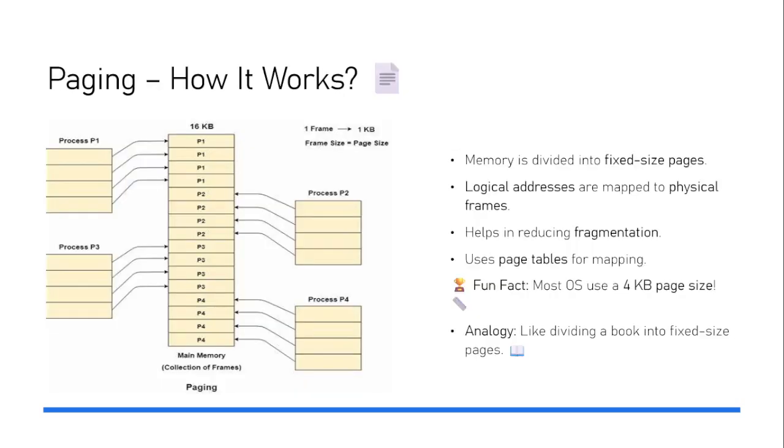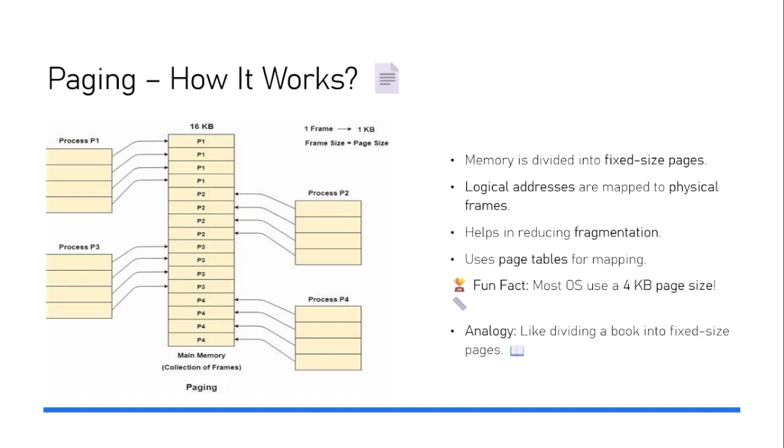Now I'll talk about paging. Paging is a technique that divides memory into fixed size pages to manage and allocate memory efficiently. These pages are mapped to physical frames in RAM. Instead of loading an entire program into continuous memory blocks, the OS loads small fixed size pages, hence reducing fragmentation and making small memory allocation more flexible.